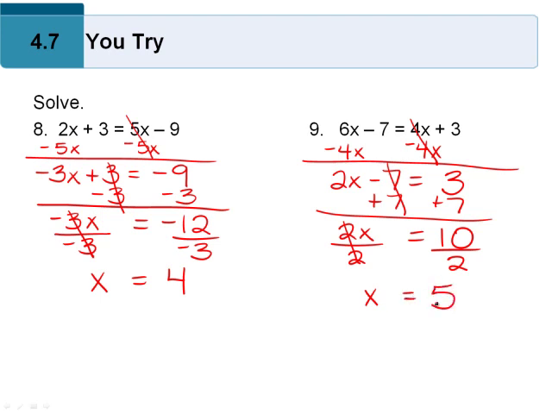I think that's it, but I'm not sure. Let's see. Yes, that is it. That is the end of Math 18, except for your practice test. So that's the last section, 4.7.